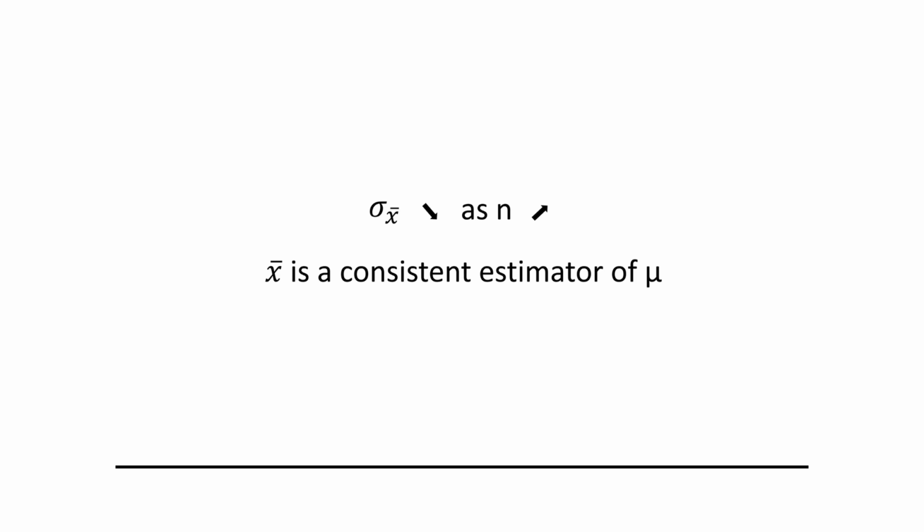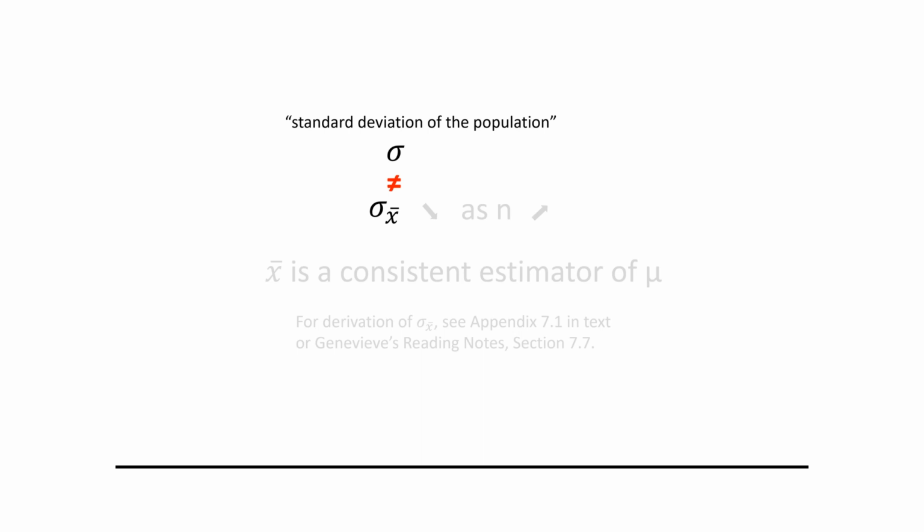From the algebraic expression of a standard deviation of the mean, we can easily see that it decreases as the sample size increases, which means that a large sample size tends to provide sample means closer to the population mean. And again, the derivation of the algebraic expression of the standard deviation of the mean is found in Appendix 7.1 or in Genevieve's reading notes. Note that to emphasize the difference between the standard deviation of the mean and the standard deviation of the population from which we draw the samples, we refer to the standard deviation of the mean as the standard error of the mean.